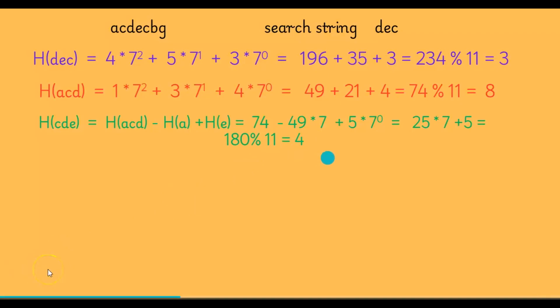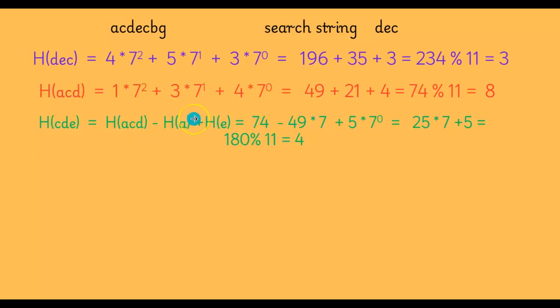Now let me explain why we are multiplying by 7 with the subtracted value of 74 minus 49. This is what we call the rolling hash technique. That means calculating the hash of CDE from the hash value of ACD. So what is the hash value of ACD? That we have calculated, 74. So from that we are removing the hash value of A, that is 49.